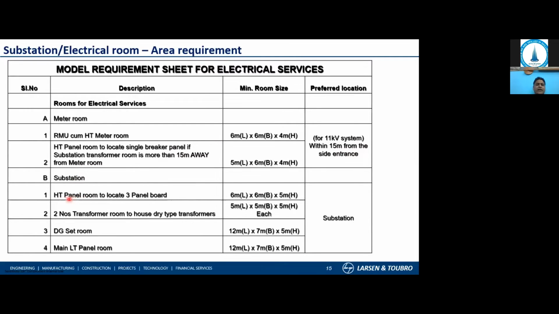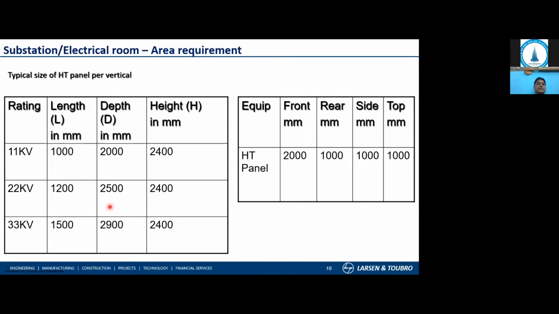In a substation, when I have an HT panel of a 3-panel board, this is the dimension required and where it is located. In the same way, when I keep 2 transformers next to each other, and each transformer's dimension is this, this is the space required. Like that for the main LT panel room, DG set room, and these are all the ratings. These are the ratings of the HT panel per panel. So based on the number of panels, you have to decide what the dimension is. Suppose I have 3 panels, then I need to go for a panel length of 3 meters, which falls under the category of 11 kV. If it is a 33 kV panel, then I need to go for 1.5 meters per panel. If it is 3 panels, it is going to be 4.5 meters.